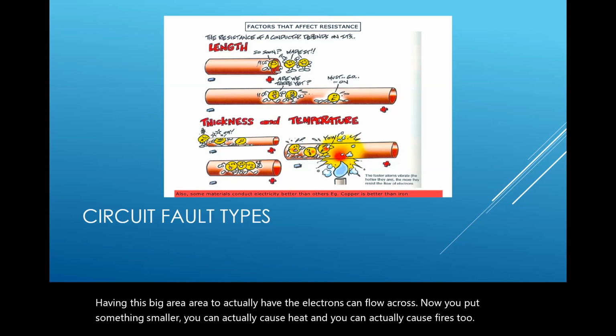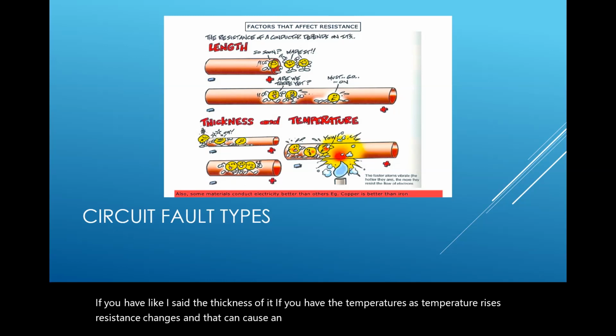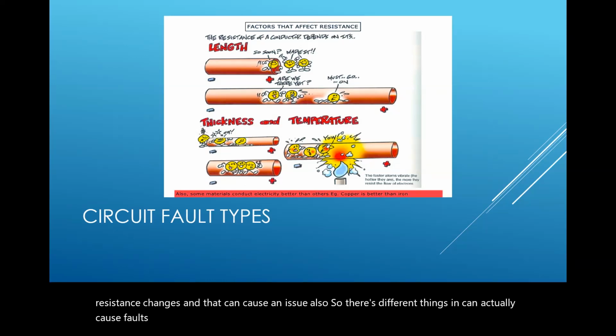Like I said, the thickness of it, and the temperature: as the temperature rises, resistance changes, and that can cause an issue also. So there are different things that can actually cause faults, and you have to look at the whole thing as you go across.